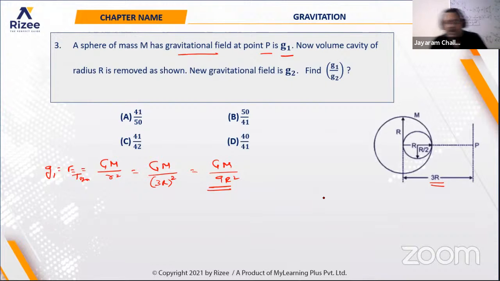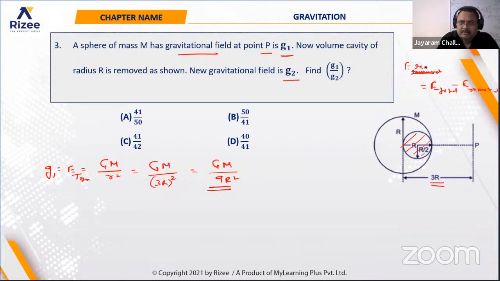Okay, fine. Now what he is doing is removing this particular region. Then he is asking what is the new value. So if we go for E remove, I am going for this relationship: E remaining is equal to E total minus E removed portion.